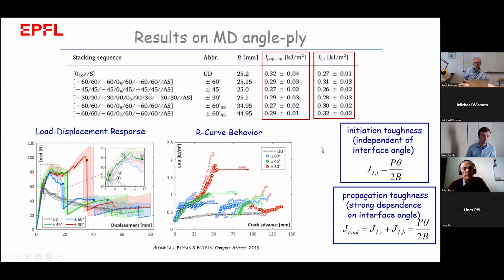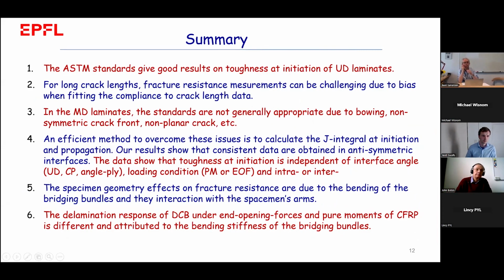Now, I will not go into the details of this because of lack of time. Then I will conclude with this list. For UD laminates, I think the ASTM standard can be trusted if run properly. But for MD, it will not be as good because of the issues we mentioned. Now the pure moment and the end opening force testing configurations give different results because of the bending taken by the fiber bundles. So the pure moment is not really what we call a universal testing configuration.